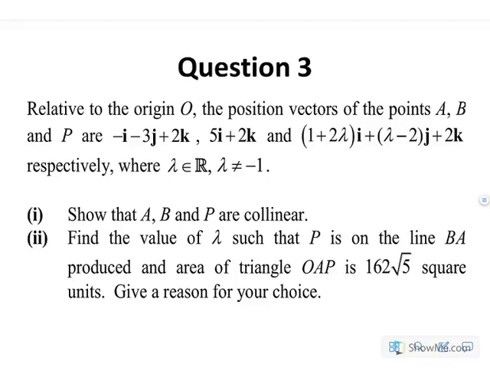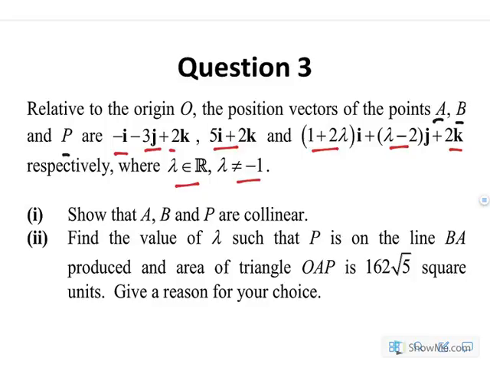So this is for assignment vectors, assignment question 3. We are looking at, relative to origin, the position vectors of the points A, B, and P are -i - 3j + 2k, 5i + 2k, and (1 + 2λ)i + (λ - 2)j + 2k, where λ is a real number and not equal to -1. We first need to show that A, B, and P are collinear.